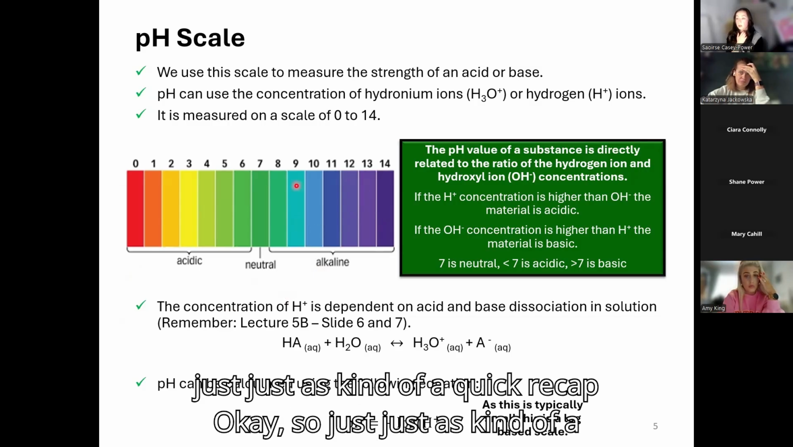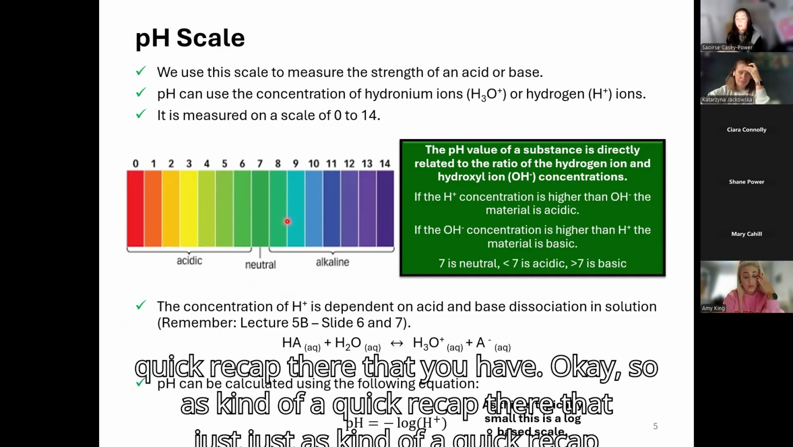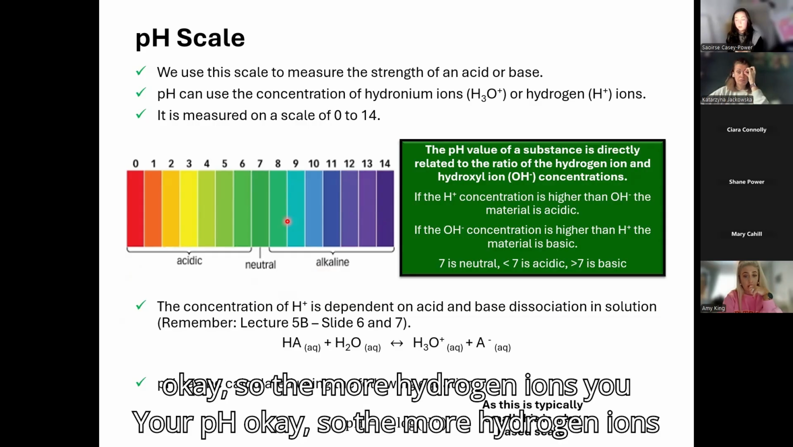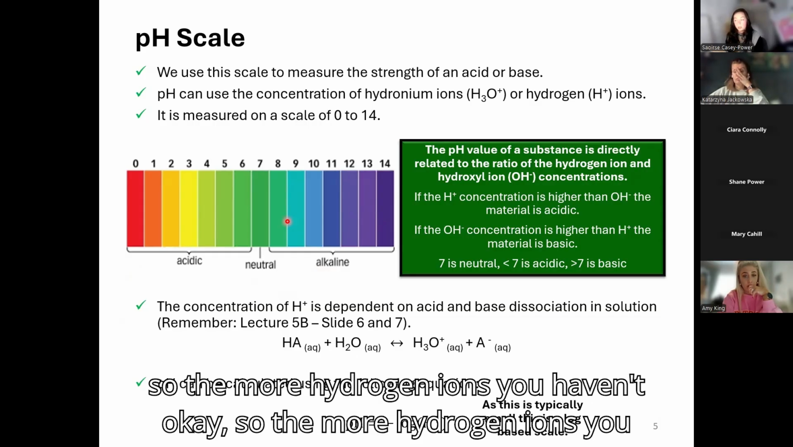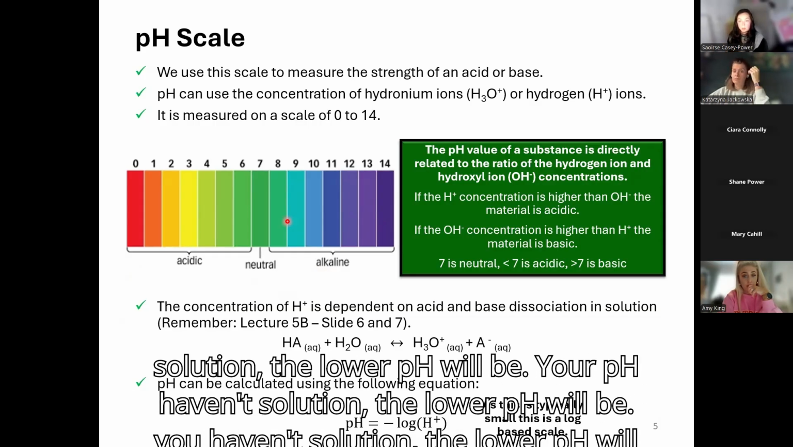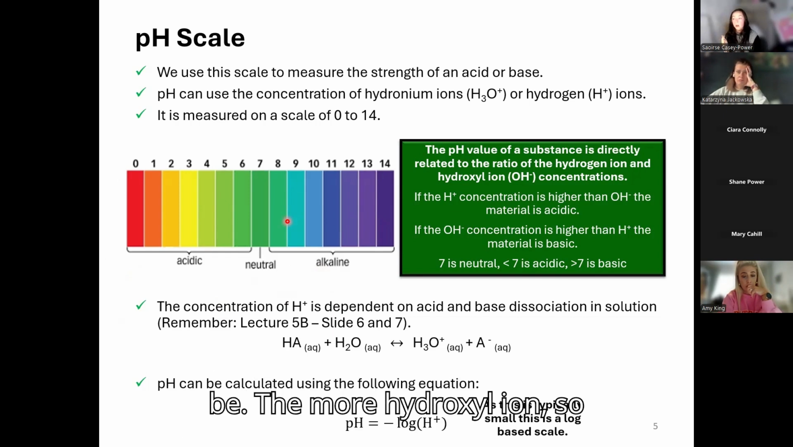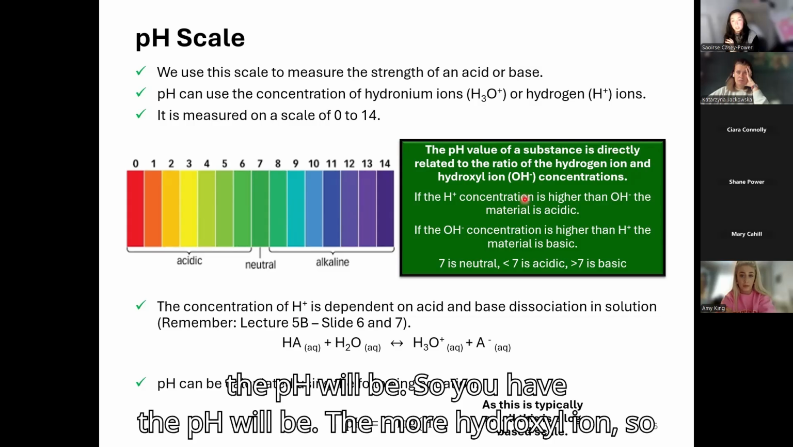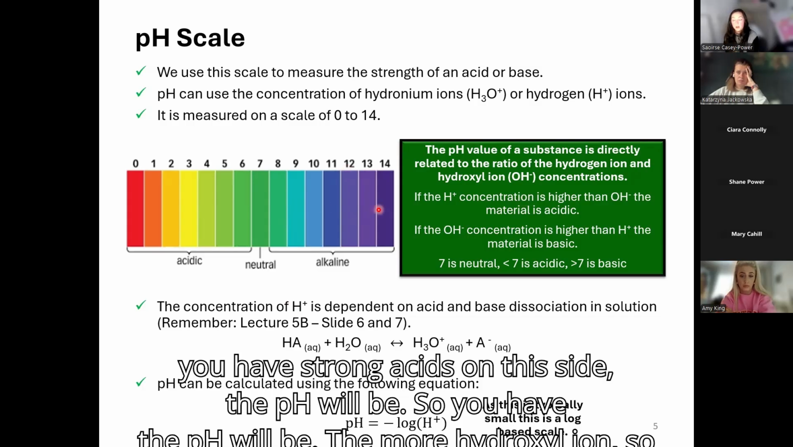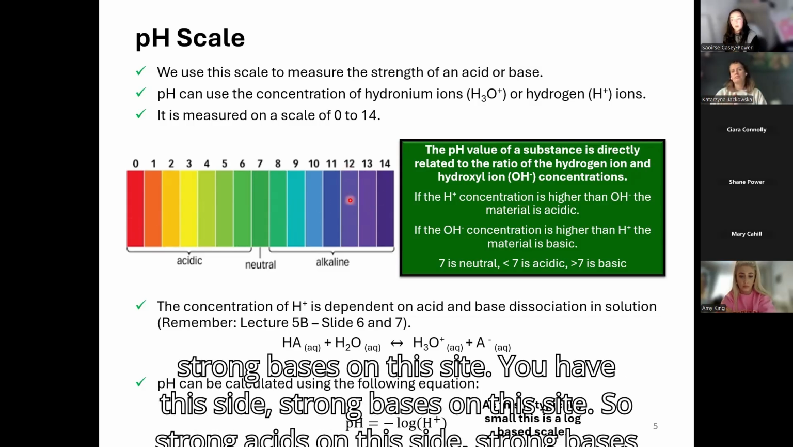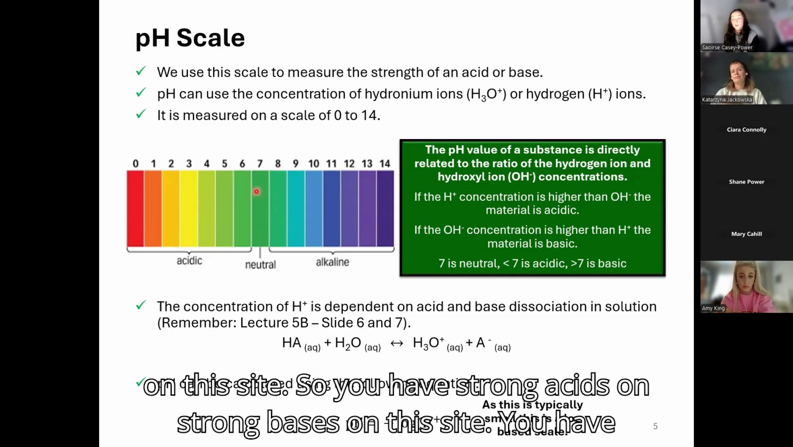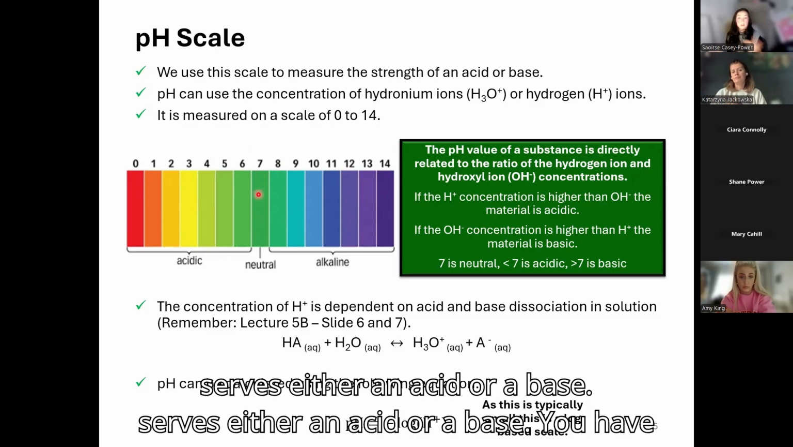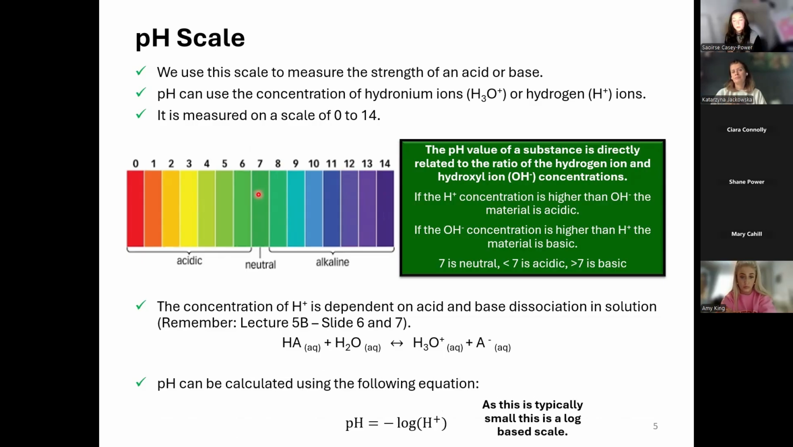Okay, so just as a quick recap, the more hydrogen ions you have in solution, the lower your pH will be. The more hydroxyl ions, your OH minus concentration, the higher the pH will be. So you have strong acids on this side, strong bases on this side. Neutral pH is where it's neither an acid nor a base.